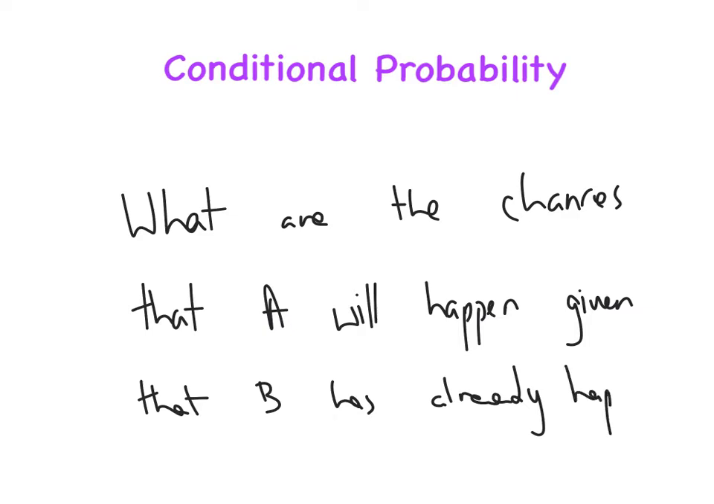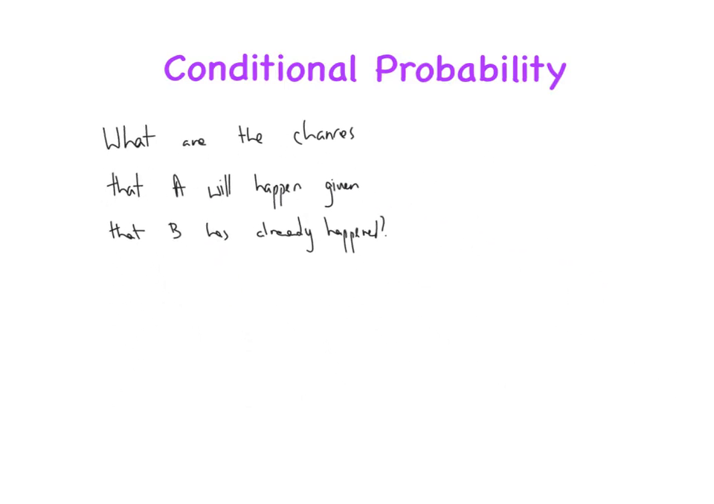So an example might be something like, what are the chances that school will be closed given the snow that we've been having, etc. Or what are the chances that the leaving cert will happen given the COVID-19. Okay, so that's conditional probability, and basically it's generally written something like this.